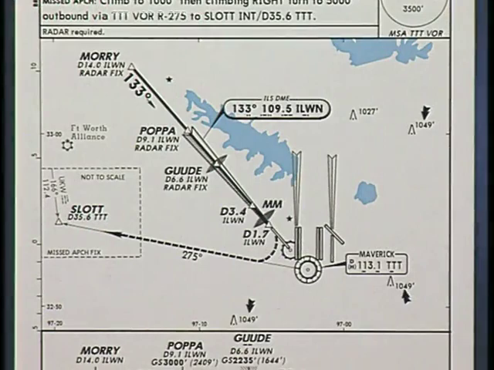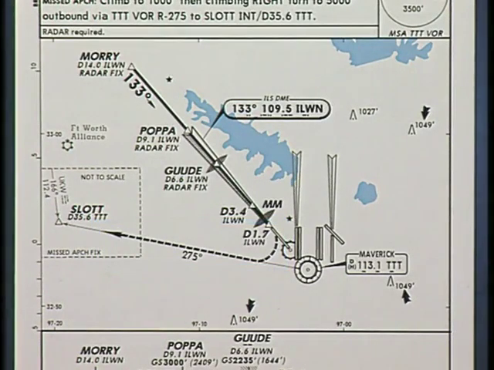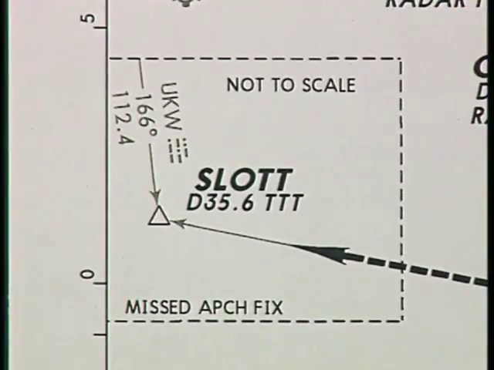The missed approach course is indicated by a dashed line on the plan view. When information concerning the missed approach continues off the plan view, an inset is provided. The inset area is not drawn to scale.